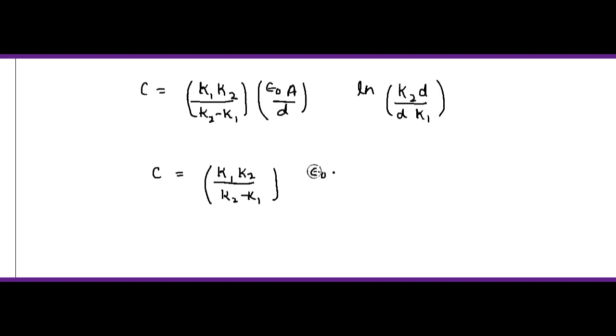Then epsilon a divided by d, then ln k2 divided by k1. Okay, so this is the final expression for our capacitance: k1 k2 divided by k2 minus k1, epsilon a by d, ln k2 divided by k1. This is the final capacitance of our question. Hope you understood the solution.